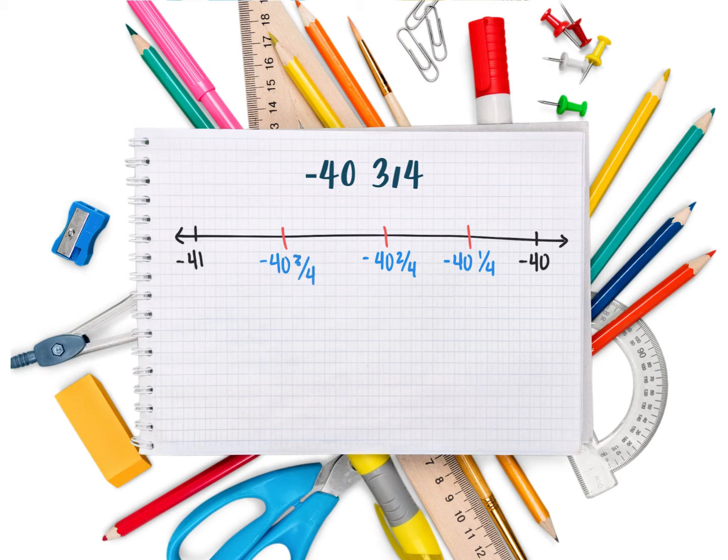Now it feels like the value is increasing from right to left instead of left to right, and that's because we're working in the negative numbers. So although it feels like 40 and 3/4 is larger than 40, negative 40 and 3/4 is actually smaller than negative 40. So either way, we've got our numbers listed. We put a dot on the line, and that's how we graph negative 40 and 3/4.